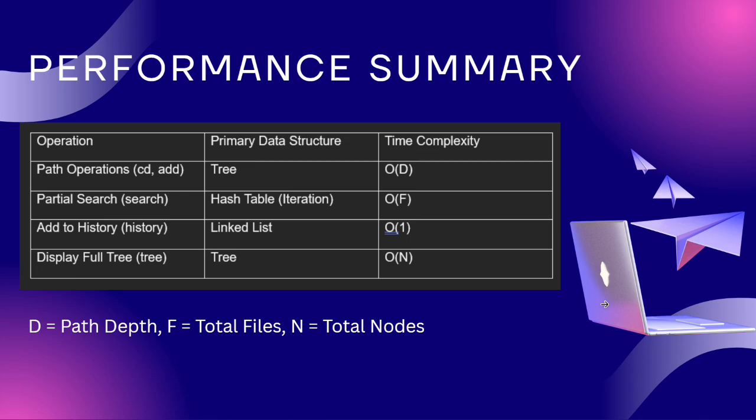Next, let's move forward with the performance summary. So operations like path, like cd and add, which use the tree, are very fast, depending only on the depth of the path, not the total number of paths. Search parsing is also efficient because it only iterates through files and not every single node in the tree. And adding to the command history is a single instant operation thanks to the linked list. And finally, displaying the full tree is proportional to the number of nodes, which is the expected behavior.